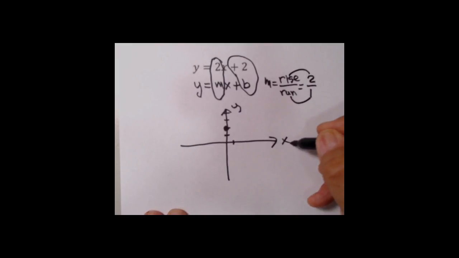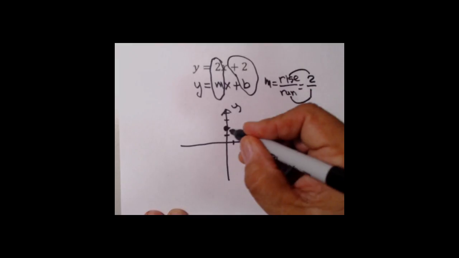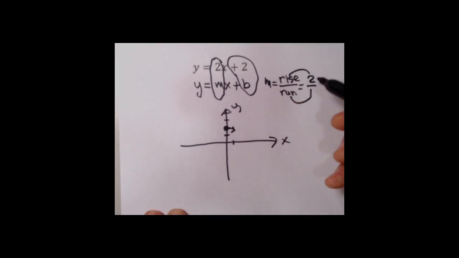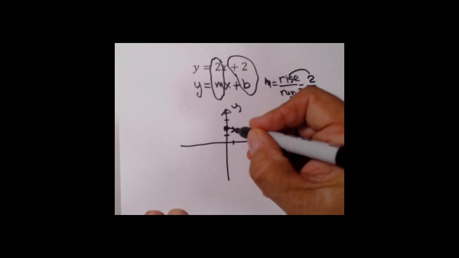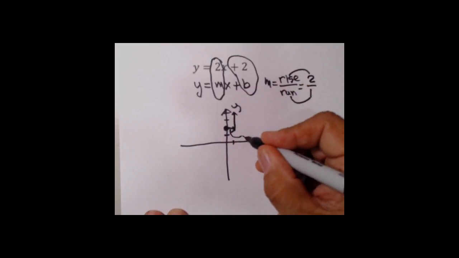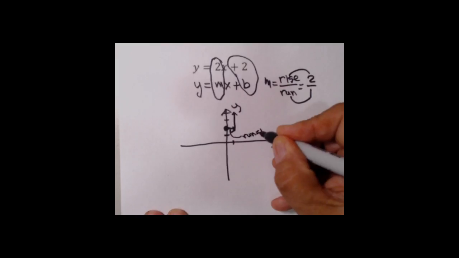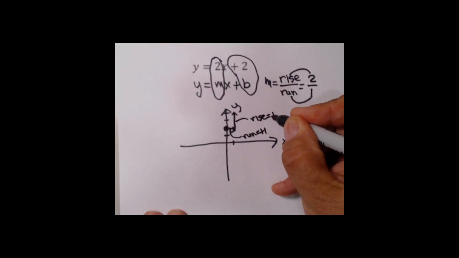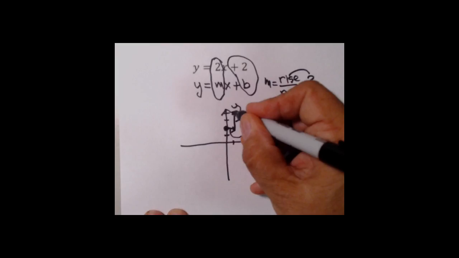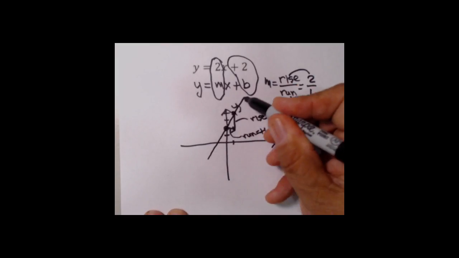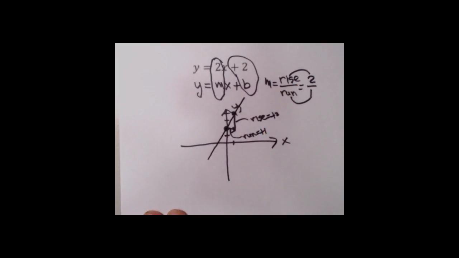Well, remember, the run is always horizontal, and since it's plus 1, we're going 1 to the right. So there's the run, and then the rise arrow has to go up 2 after that. There it is. So let's label this. This is run equals plus 1, and this is rise equals plus 2. At the end of that second arrow right there is another point on the line. So there's my graph going through just like that.